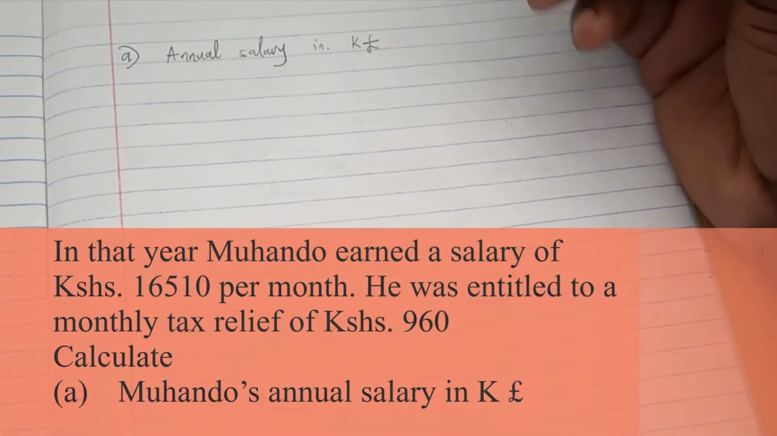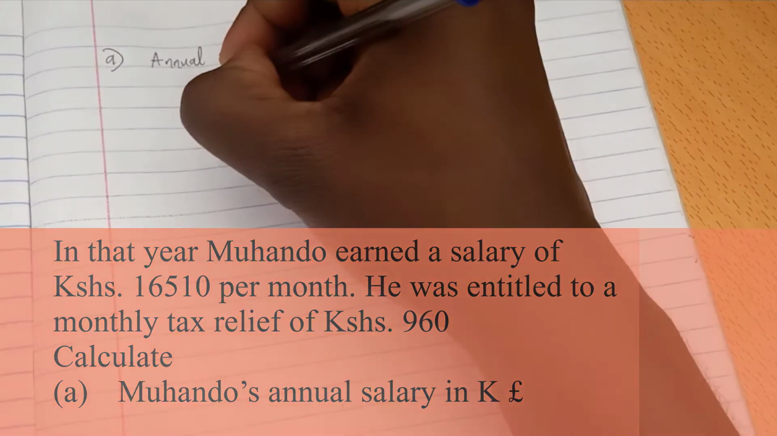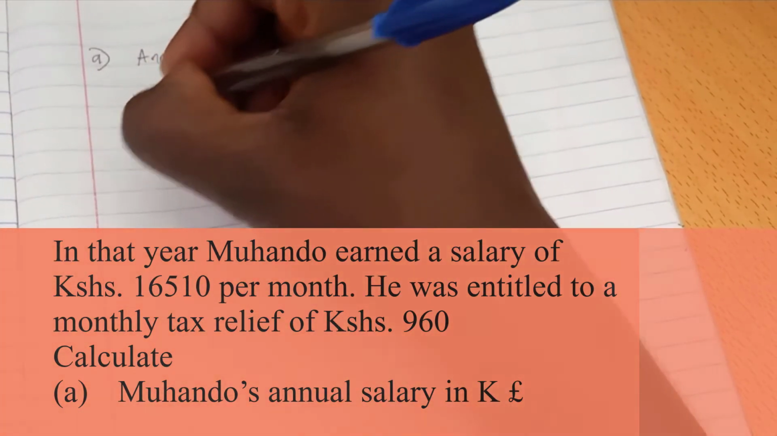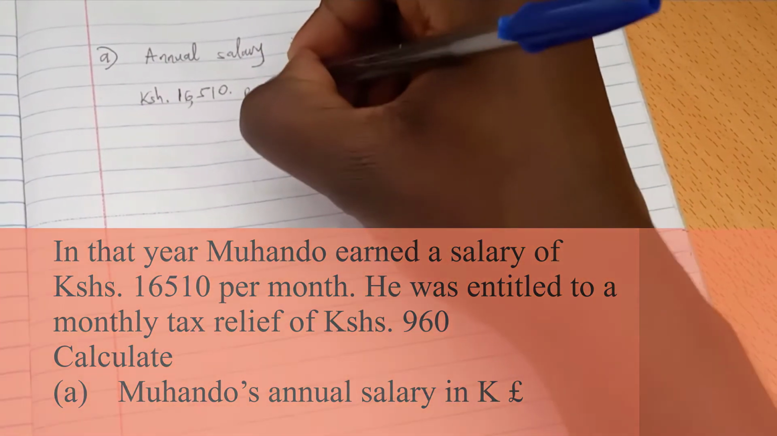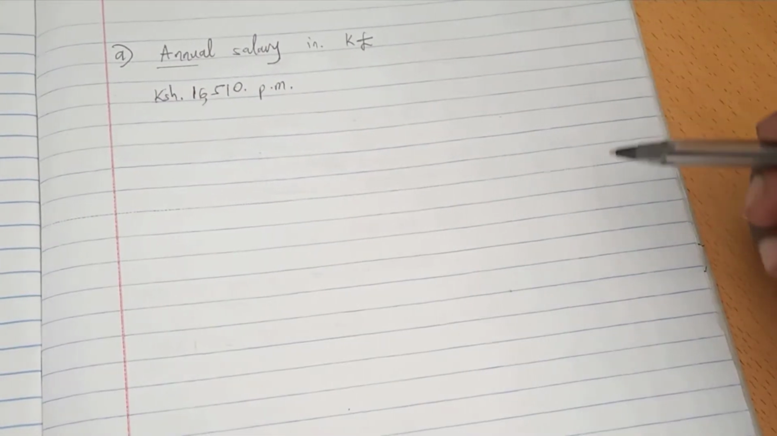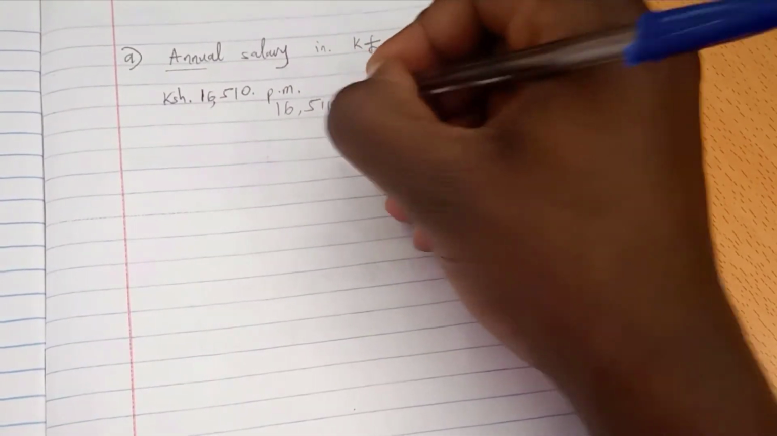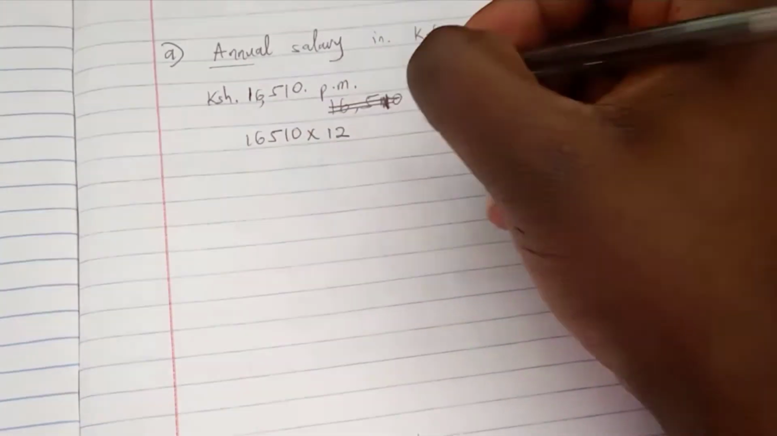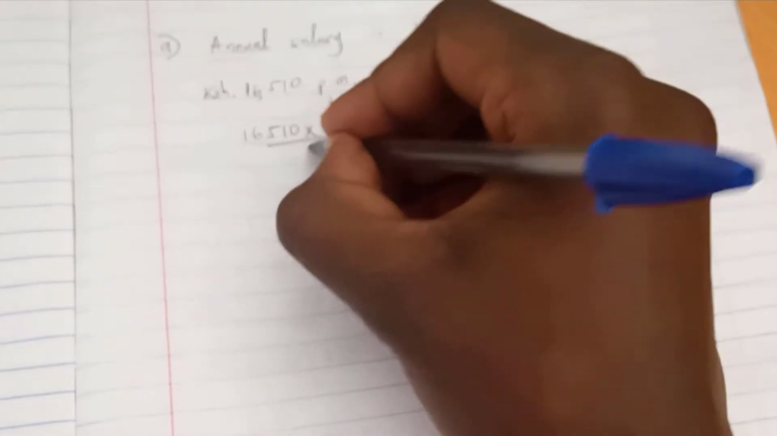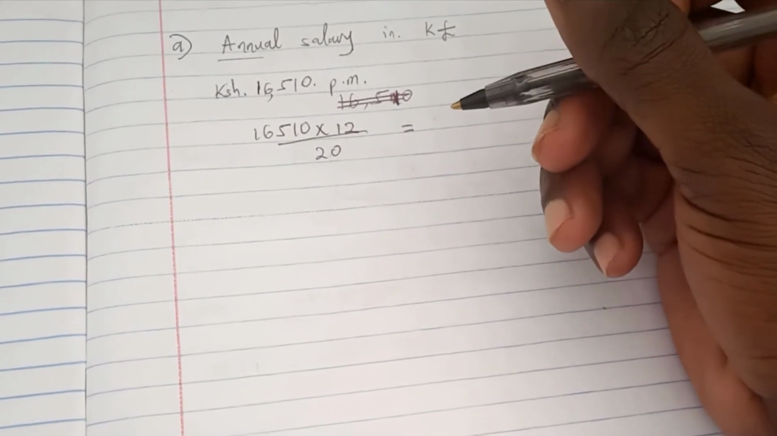Now, when we read the question again, we'll notice that Muhando earns a salary of 165.10. This is 16,510 for every month. Okay, so let's get what we call the annual. The annual is supposed to be this 16,510, multiplied by 12.